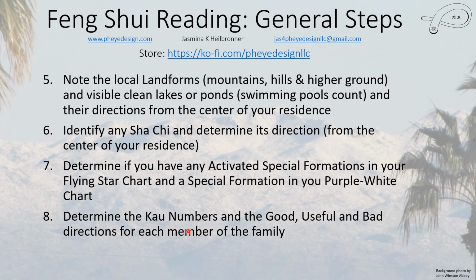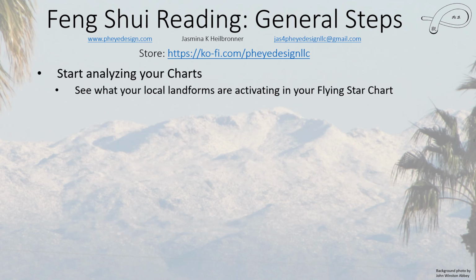Then you also, of course, have to determine the quad numbers and the good, useful, and bad directions for each family member. And this, I think it's called your best directions video, that you can watch to determine this. And so this one is not hard. Now here is where it gets hard. Here's where you have to start analyzing these charts.